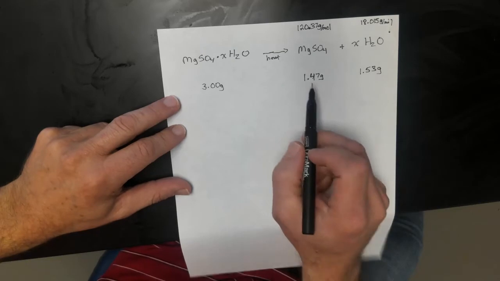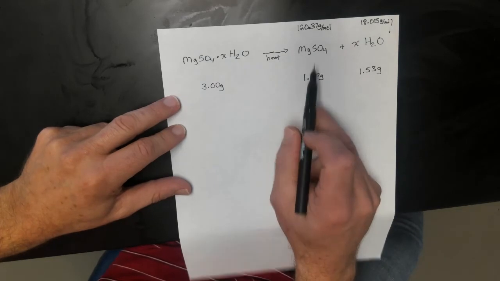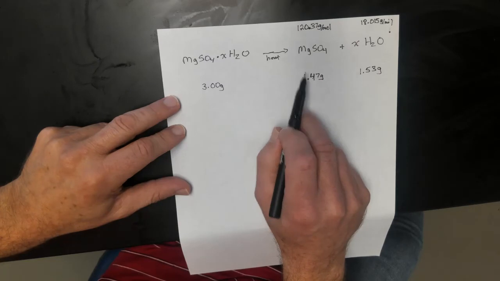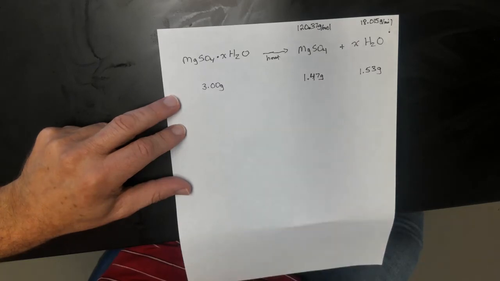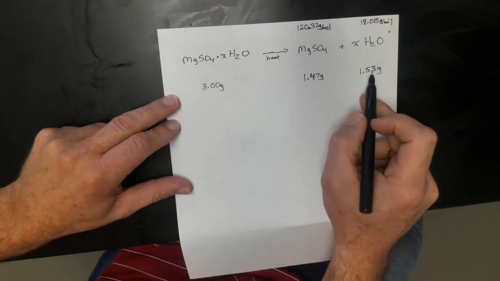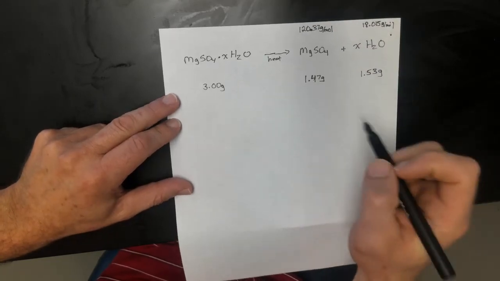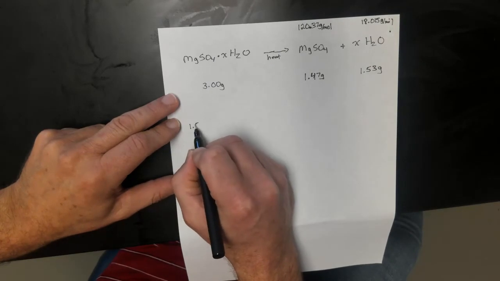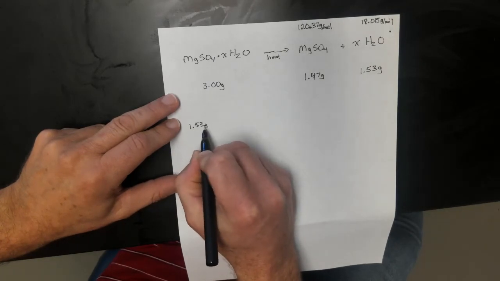All right, so we have the mass of the anhydrate. We have the molar mass of the anhydrate. We can calculate the number of moles of anhydrate we have after the experiment. We can also do the same for water. We can determine the number of moles of water that was lost. So let's do that real quick. For water, 1.53 grams of water.